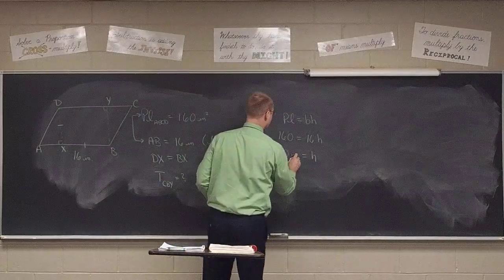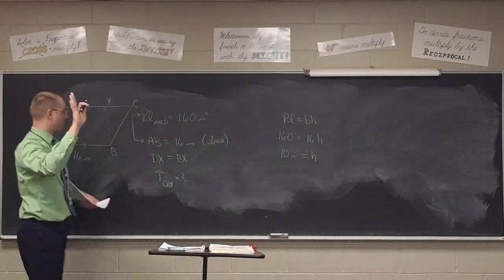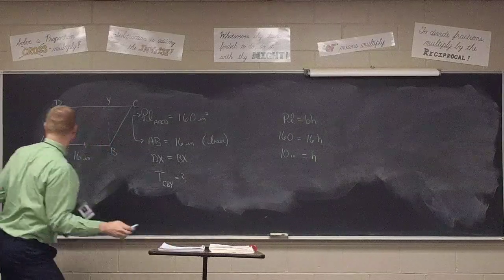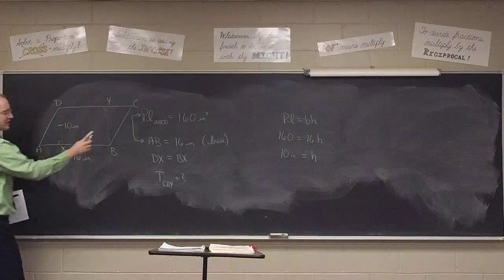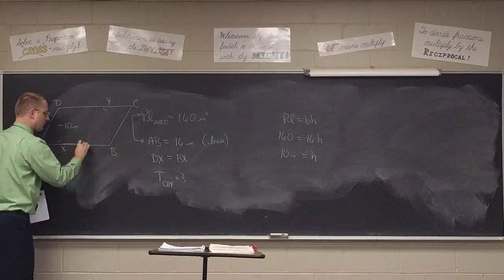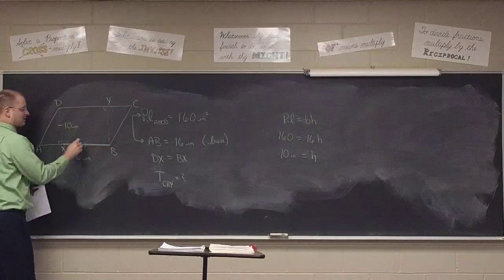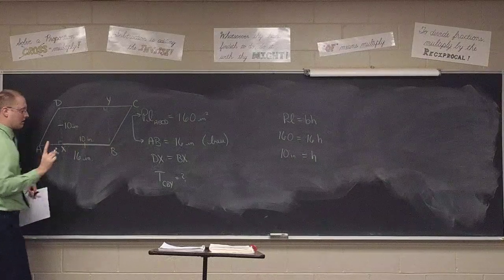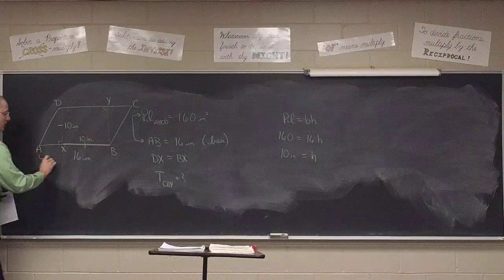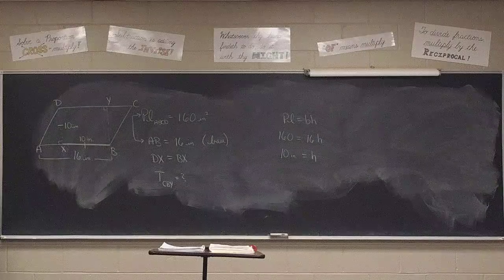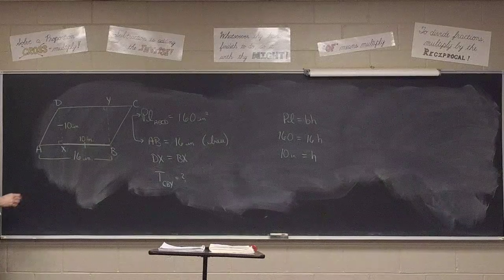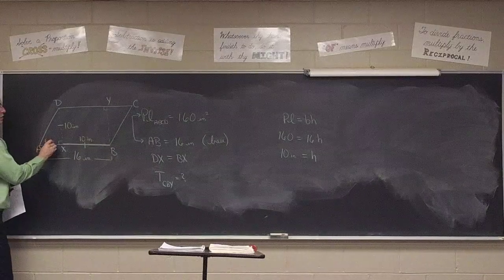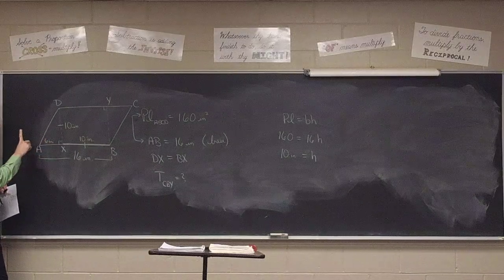How many found the altitude to be 10 inches? All right, so that's right here, that's 10 inches. Well, remember, it said that DX and BX were equal. What that means is that right here, BX is also 10 inches. But remember, the whole thing, AB, is 16 inches. Thoughts, Quentin? AX will be 6 inches. AX is going to be 6 inches.